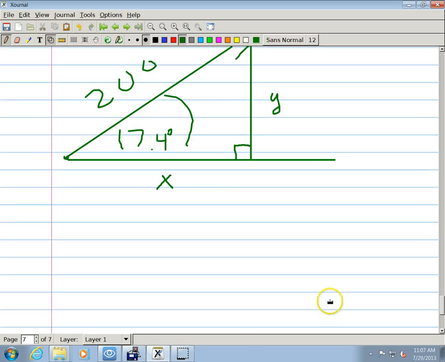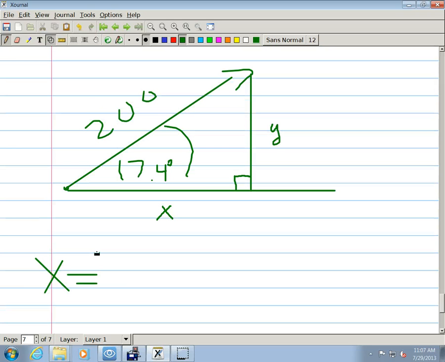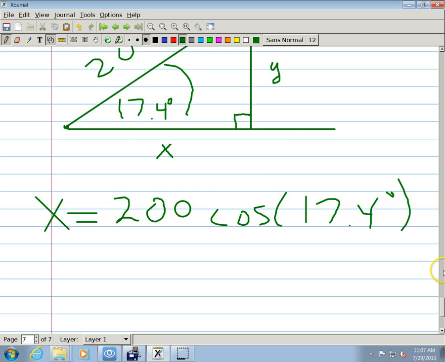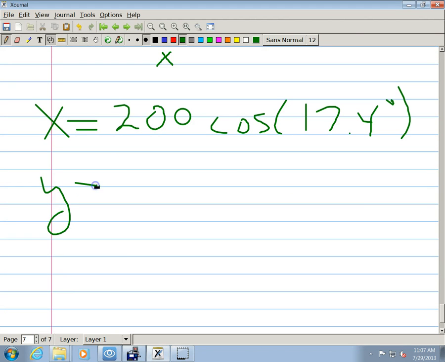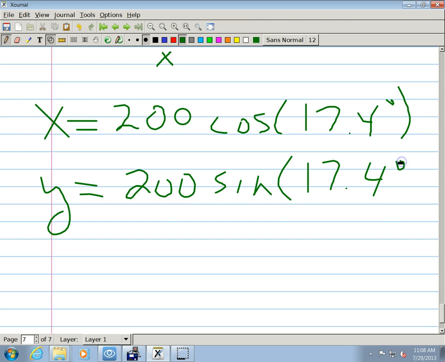Okay. So what is x? It's going to be r, which is how big? What's the magnitude of your displacement? 200 miles, right? So 200 cosine of the angle, which was 17.4 degrees. Okay. And then what's y? The same thing but sine. Okay, so y is 200 times the sine of 17.4 degrees. Okay, good. Now let's get a decimal equivalent and see what that is.